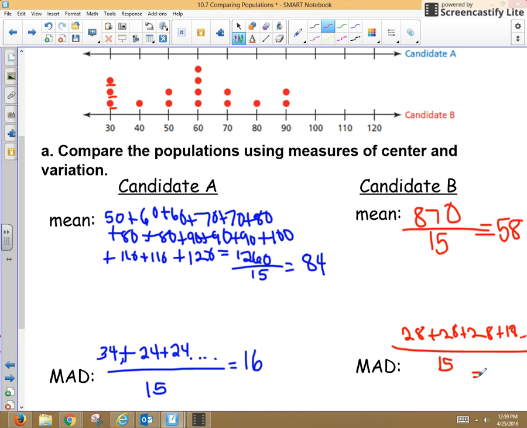And this time you get the mean absolute deviation is also 16. So the variation in times was actually about the same. They both varied by 16 seconds. But candidate A had a greater average time.